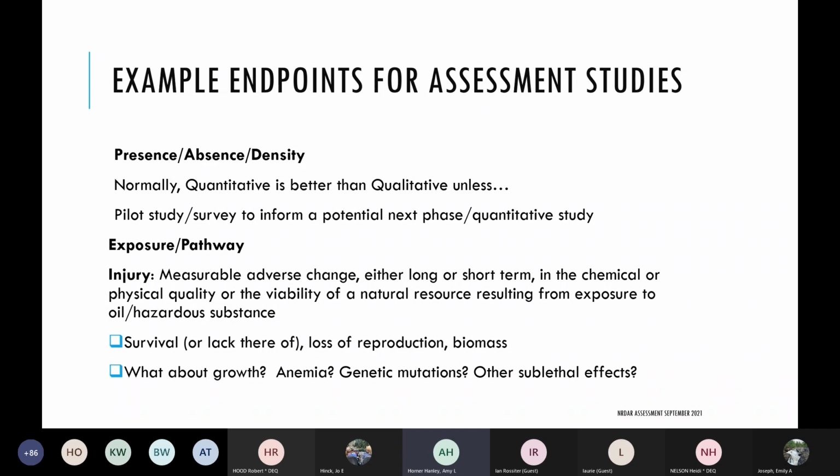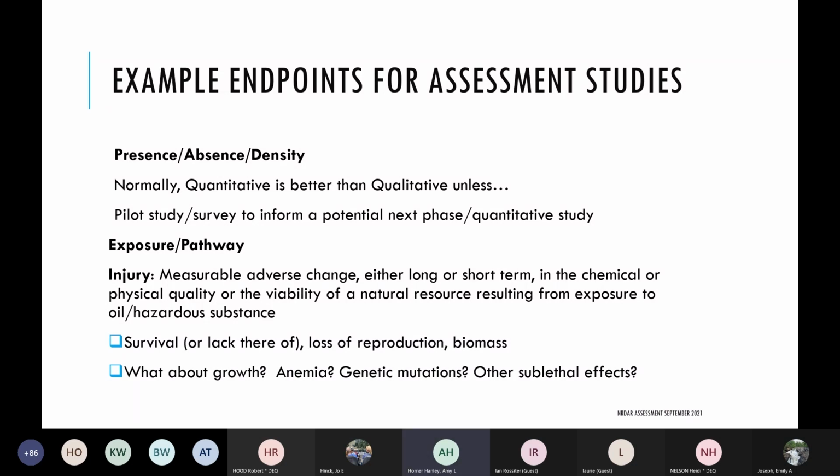Here, finally, for folks that were not familiar with the definition of injury, it's a measurable adverse change, either long or short term, in the chemical or physical quality or viability of a natural resource resulting from exposure to the oil or hazardous substance. We trustees tend to focus a lot on survival or lack thereof, a loss of reproduction, either as a result directly of exposure to the oil or hazardous substance, or indirectly as potentially a delay in reproduction. Looking at lost biomass.